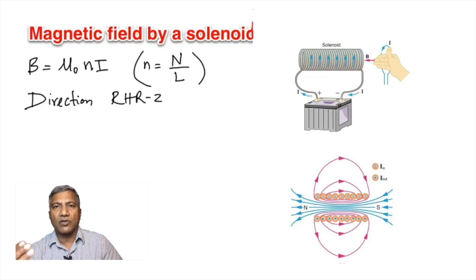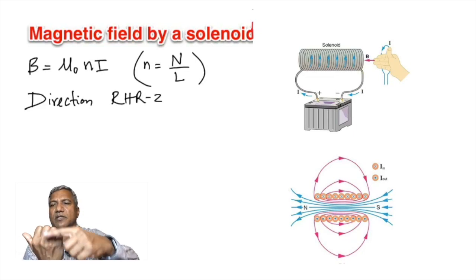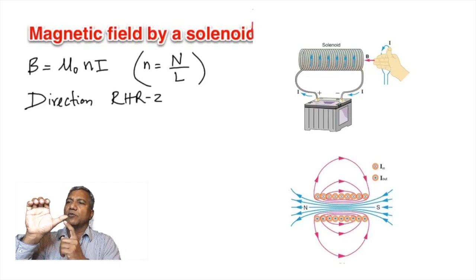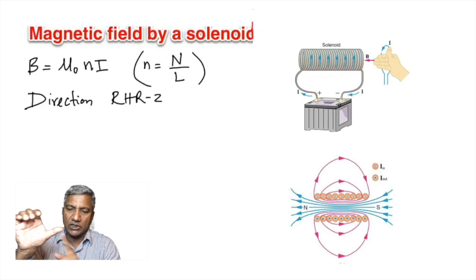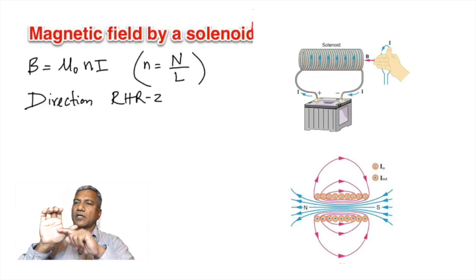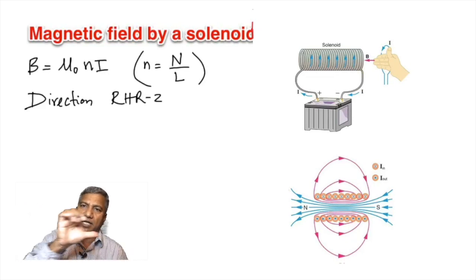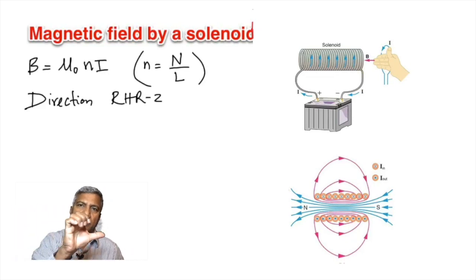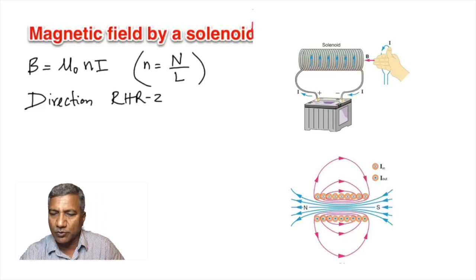And once again, the direction of the magnetic field is given by the right hand rule number 2. It's easier to represent the fingers by the current, and then the magnetic field would be given by the thumb. So if the current is flowing that way as given by the fingers, the magnetic field is along the axis of the solenoid this way. That's what is shown here.